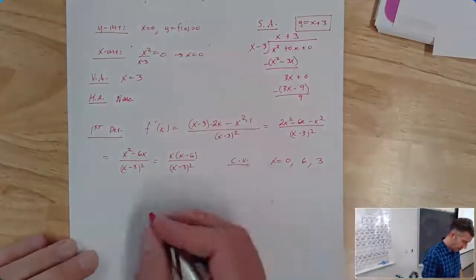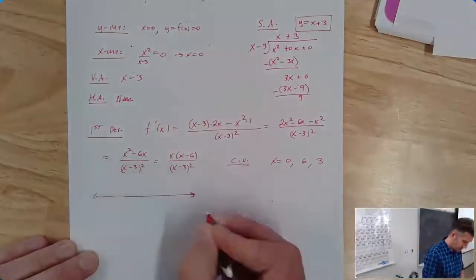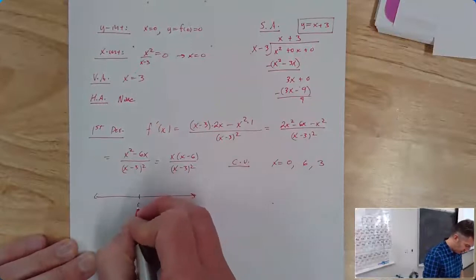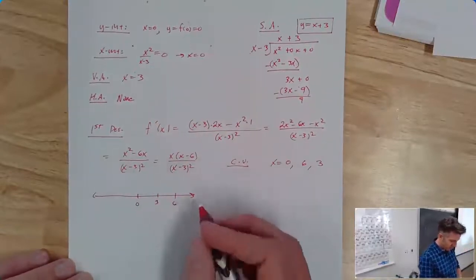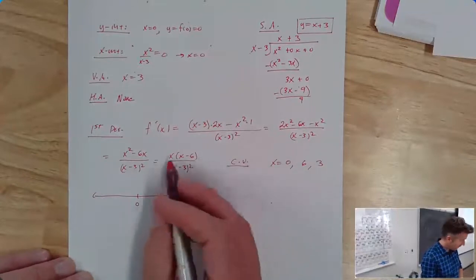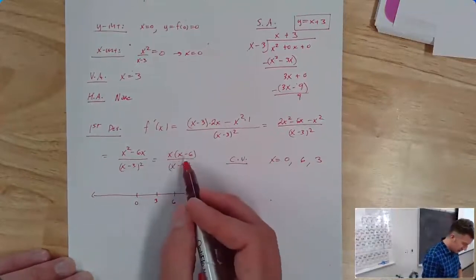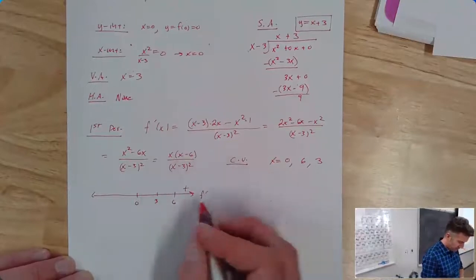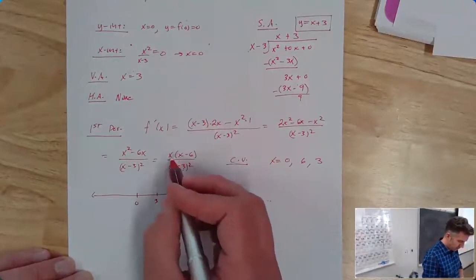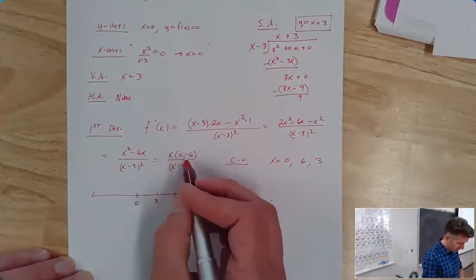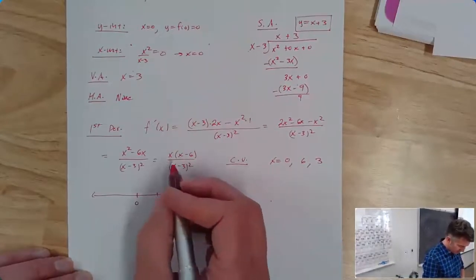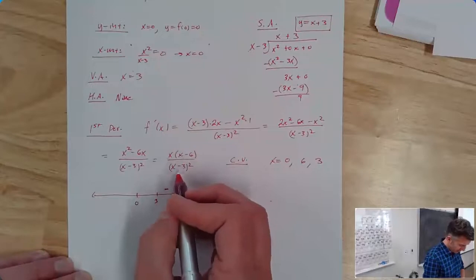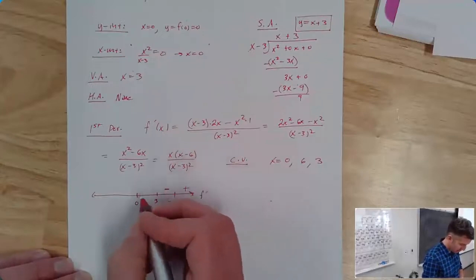So looking at our critical values, our first derivative sign chart has 0, 3, and 6. If I plug in something bigger than 6 to this factored form, it's going to be positive, positive, positive. If I plug in something between 3 and 6, positive, negative, positive. If I plug in something between 0 and 3, positive, negative squared is positive, so positive, negative is still negative.